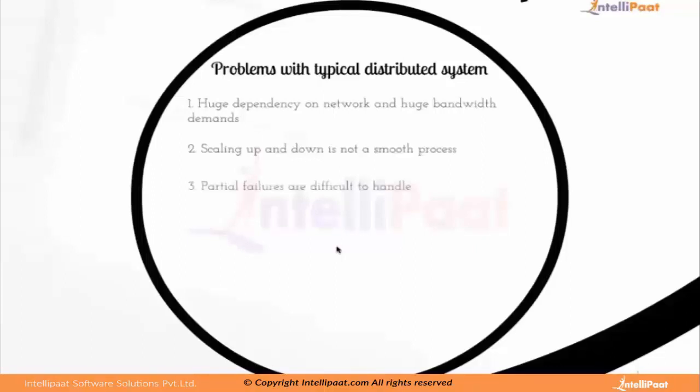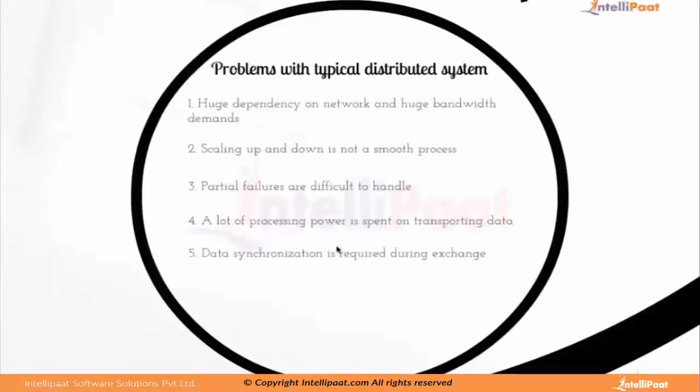Partial failures were very, very difficult to handle. If there were 50 machines, what if machine number 32 went down? You as a developer will have to take care of that, and that was a painful part. A lot of processing power was spent on transporting data, and data synchronization was required during exchange. So these 5 issues were there, and that is why the world needed a better distributed system.